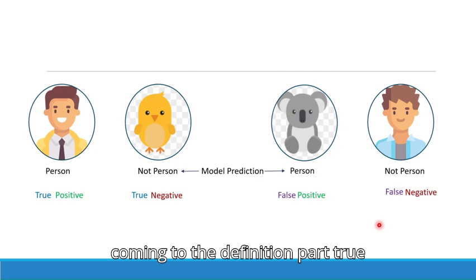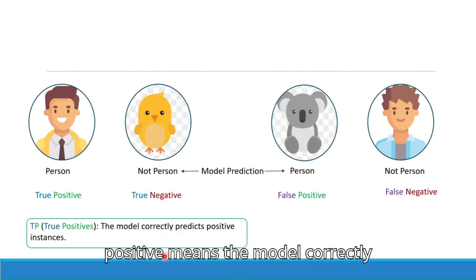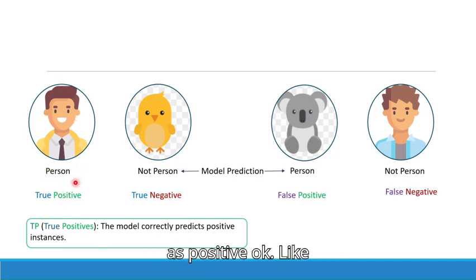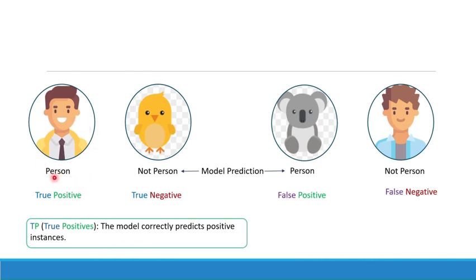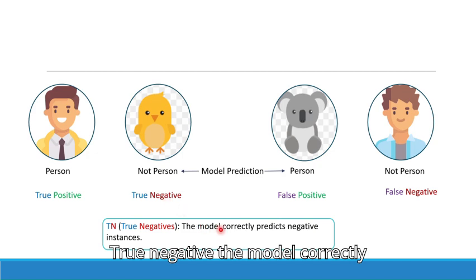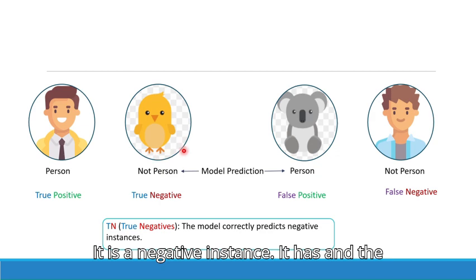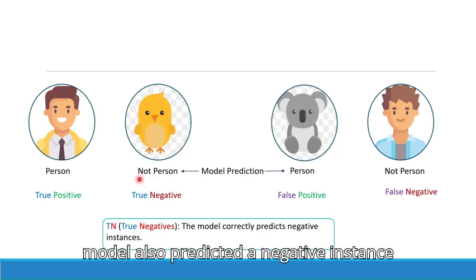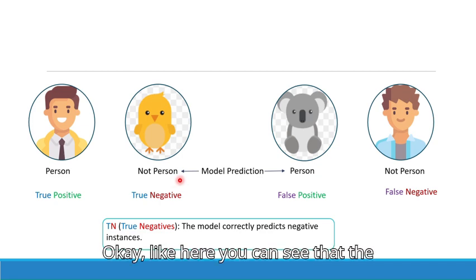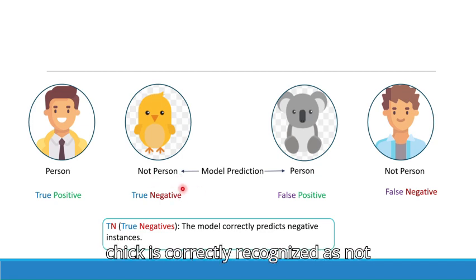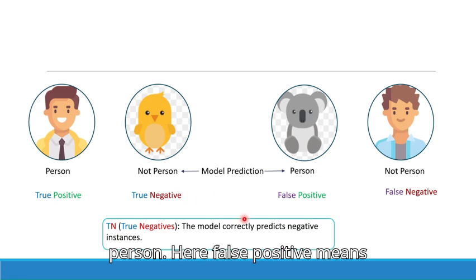So coming to the definition part, true positive means the model correctly predicts a positive instance as positive. Like here the model predicts the image is a person, and indeed it is a person. True negative, the model correctly predicts a negative instance as negative. Yeah, it is not a person. Like here you can see that the chick is correctly recognized as not person.